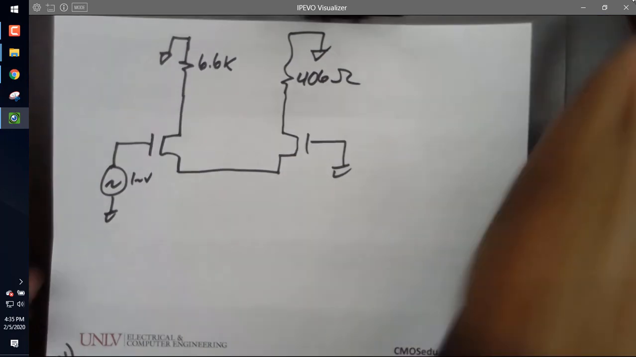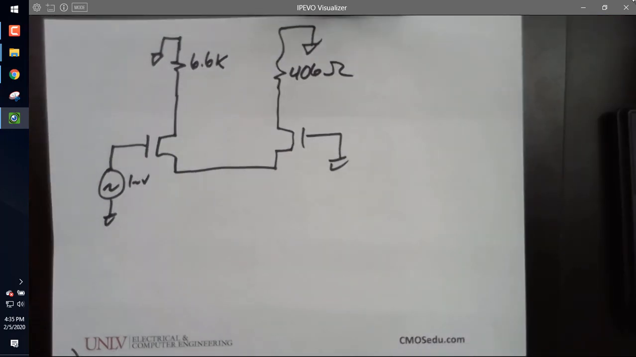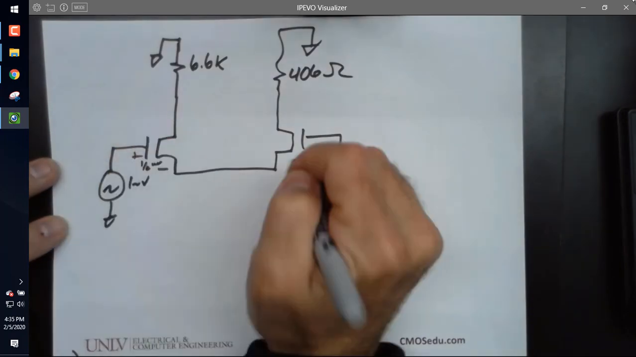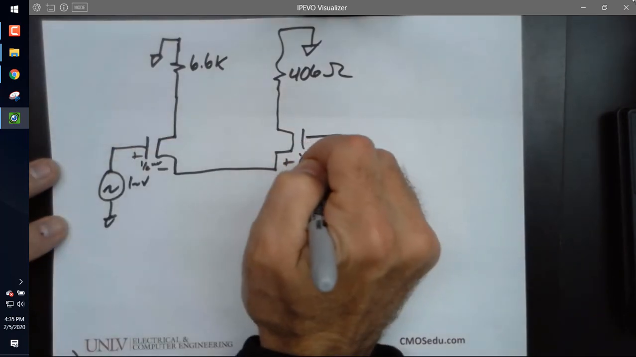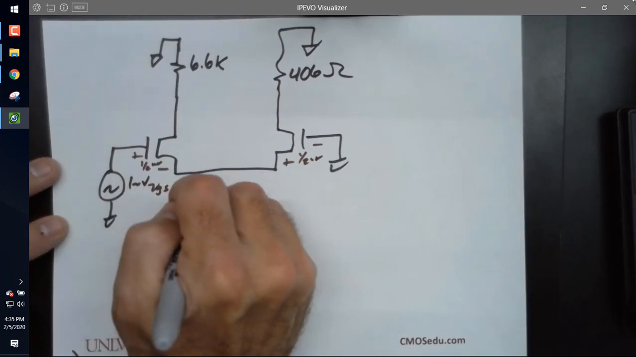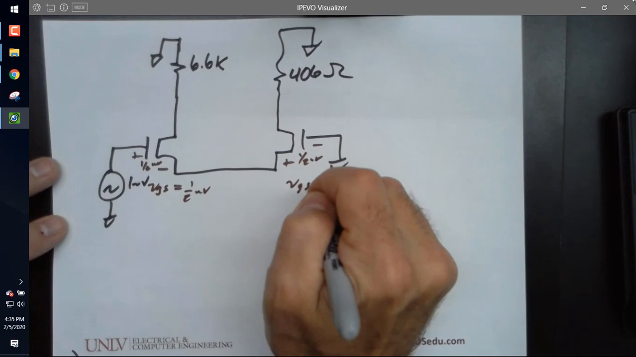So I go back now and I say, oh, I have plus minus 1/2 millivolt, plus minus 1/2 millivolt. This VGS is equal to 1/2 millivolt. This VGS is equal to minus.